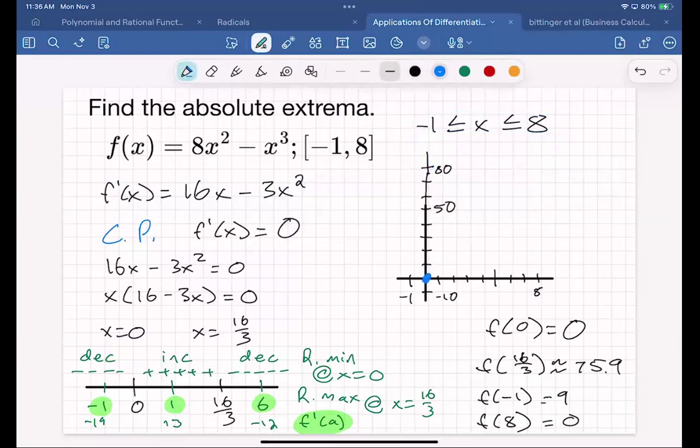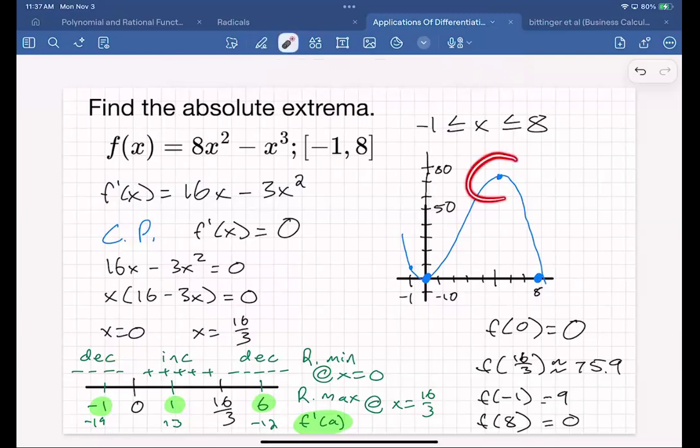If I go plot these out as best I can, we'll have something that's here. Something about right here. 16/3 is just a little bit more than 5, so I'd put it about right here. And then f of 8 is 0. What we can see from the behavior of our graph is that it's going to do something along these lines. That's just me taking the first derivative work that we did and trying to bring it over here.